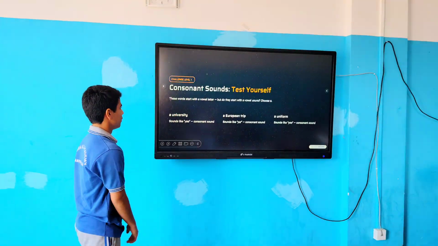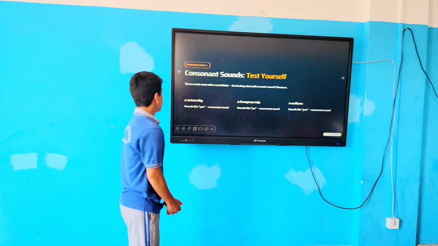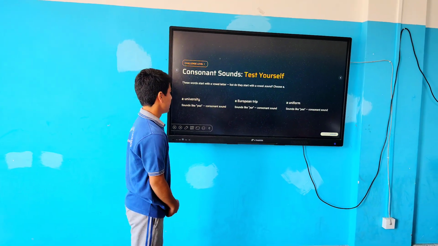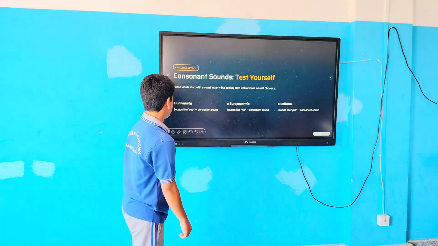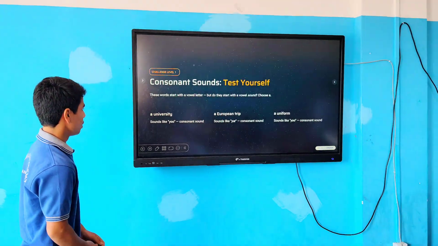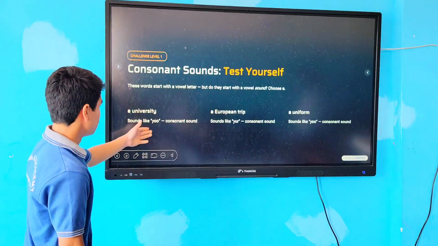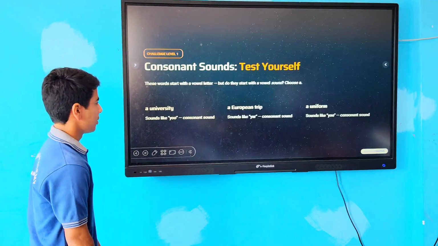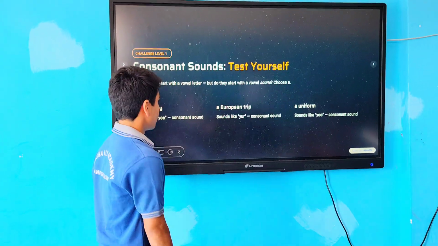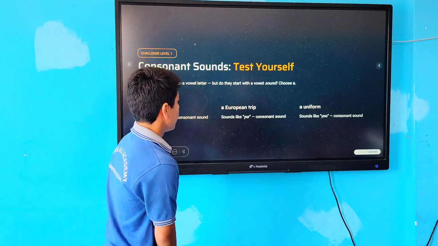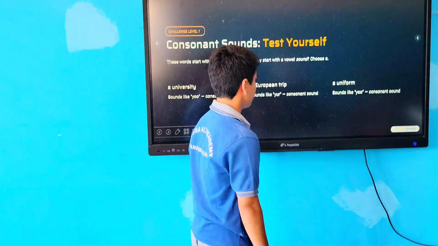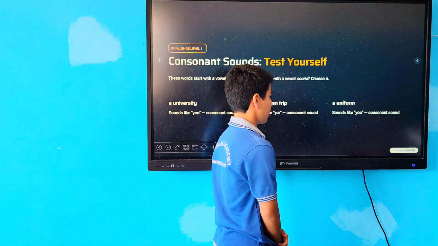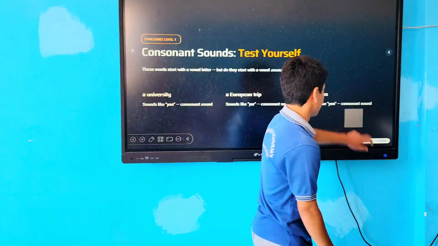Consonant sounds. Test yourself. These words start with a vowel letter, but do not start with a vowel sound. Choose a. For example, a university. The u sounds like you, so it's a consonant sound. A European trip sounds like yur, also a consonant sound. A uniform sounds also like you, a consonant sound once again.